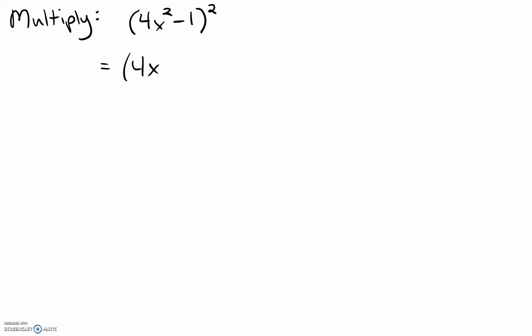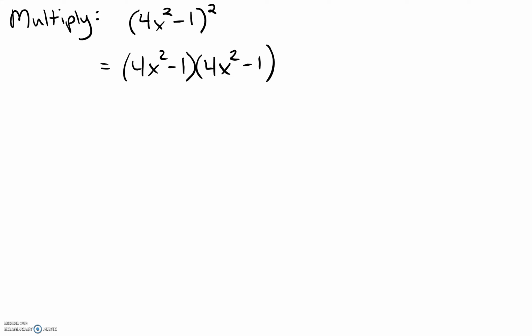4x squared minus 1 multiplied by 4x squared minus 1. And the reason we can do this is because anytime you have something squared, it just means you're multiplying it by itself. And so in this case, being a polynomial, we're just multiplying the polynomial by itself. Now we have two binomials being multiplied together, so we can use the FOIL method.